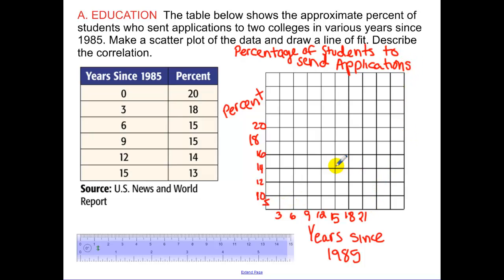Now it's a matter of plotting our points. 0 and 20. 3 and 18. And go through and plot your points as best you can. Approximate if it's not exact.